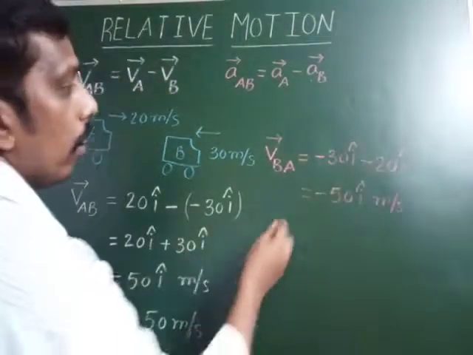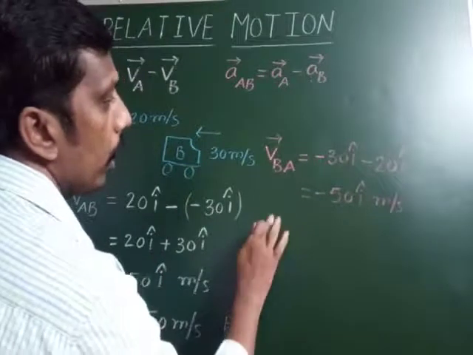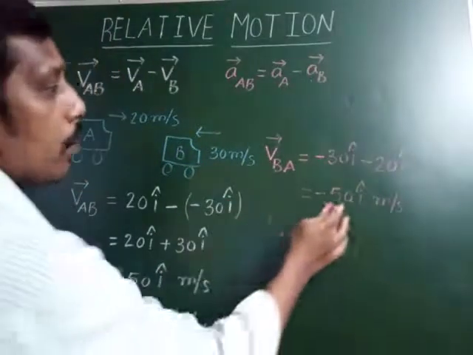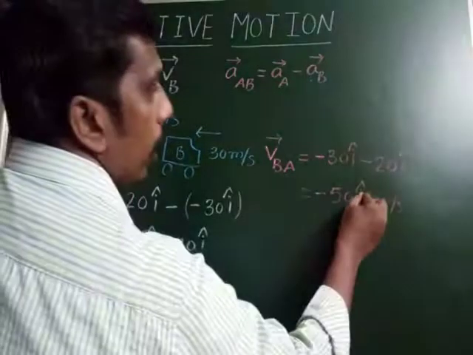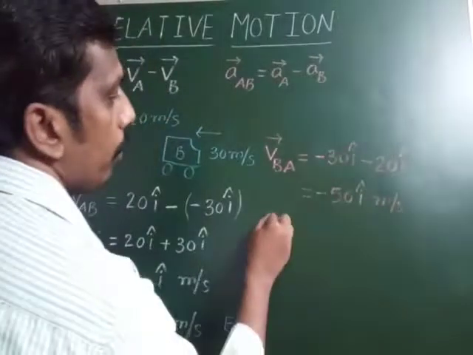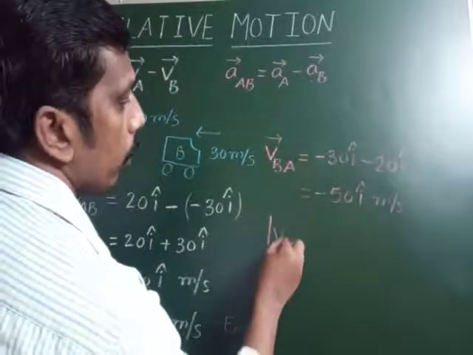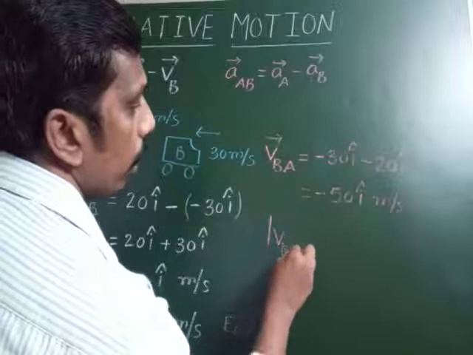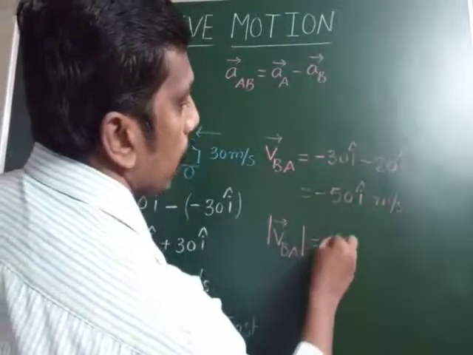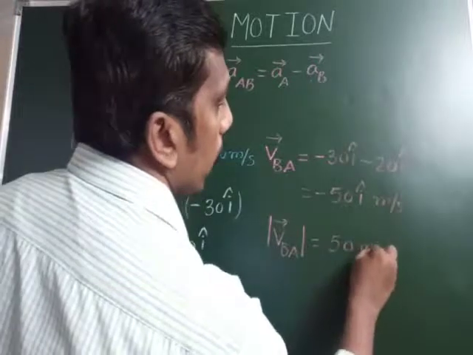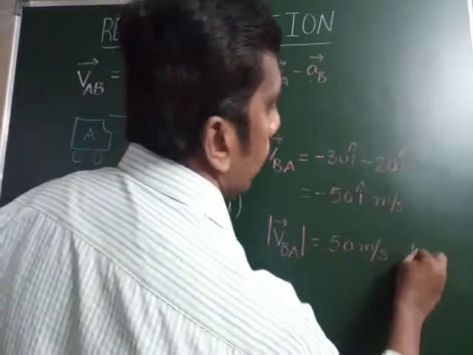That means car B is moving towards west with a speed of 50 meter per second with respect to car A. Speed of car B is 50 meter per second. Consider the magnitude: magnitude of velocity of B with respect to A is equal to 50 meter per second. What about direction? Direction is towards west.